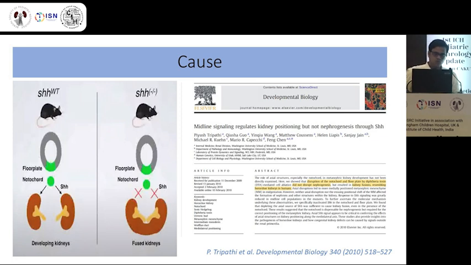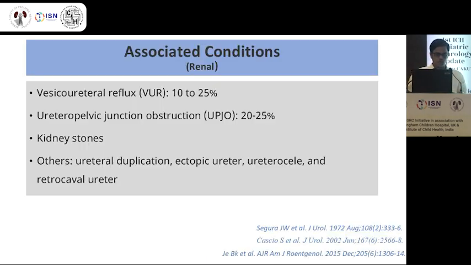So what is the cause of horseshoe kidney? The exact cause is not known, but there are a lot of syndromic associations, like chromosomal syndromes. Here is one study: they disrupted the Sonic hedgehog gene at the neural floor plate, and found that there was no problem with nephrogenesis, but there was a problem of fusion of the kidney and also a neural tube defect.